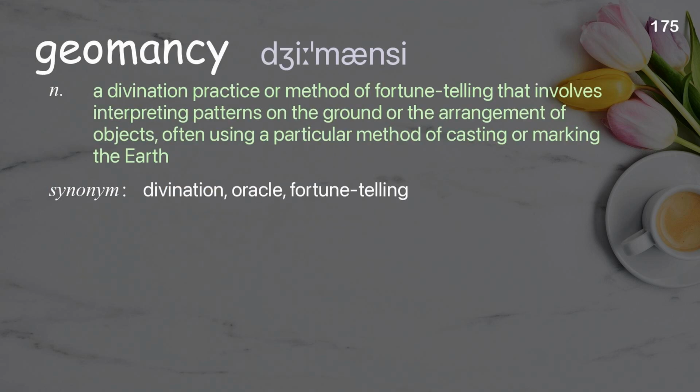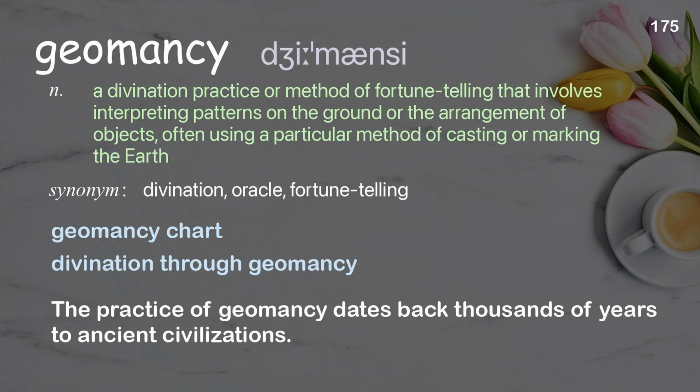Geomancy. A divination practice or method of fortune-telling that involves interpreting patterns on the ground or the arrangement of objects, often using a particular method of casting or marking the earth. Examples. Geomancy chart. Divination through geomancy. The practice of geomancy dates back thousands of years to ancient civilizations.